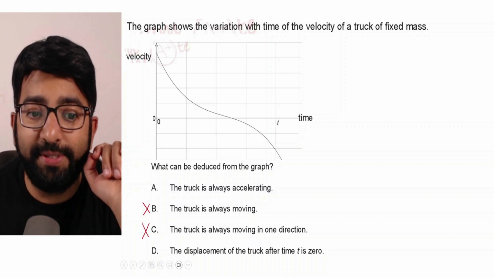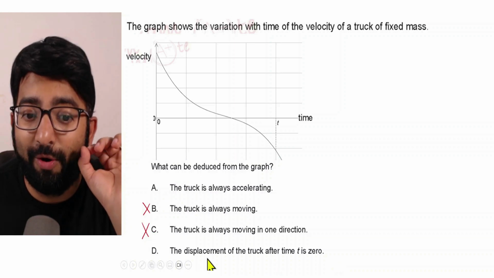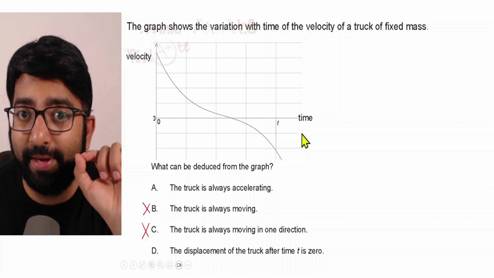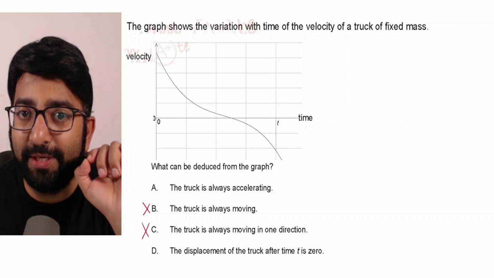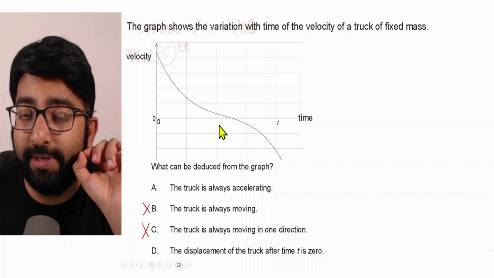And now let us look at option D, the displacement of the truck after time. Is it zero? How do you figure out the displacement from a velocity time graph? The logic is area under the velocity time graph gives us displacement. And hence we need to find the total area under the graph from 0 to 2 seconds. So let us consider this point where the truck came at instantaneous rest.